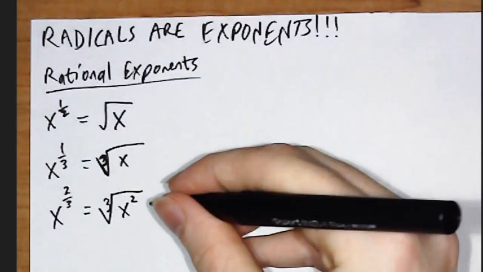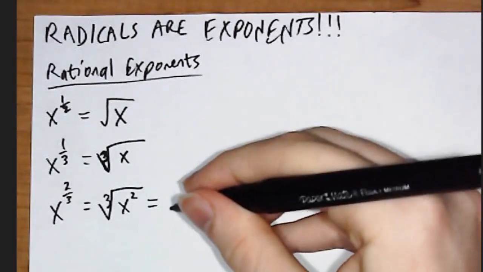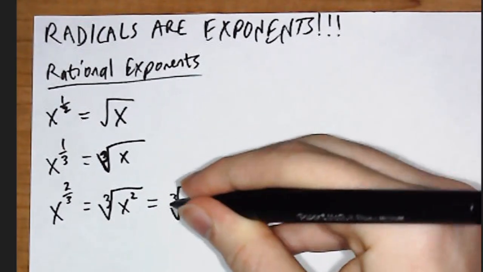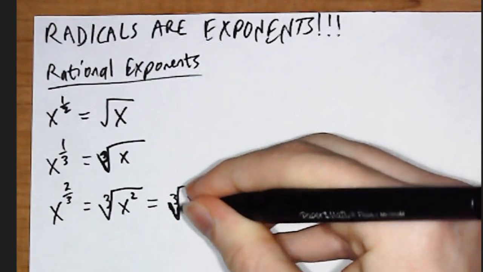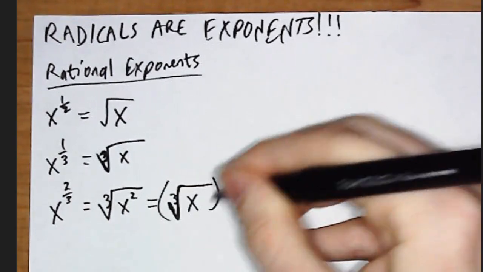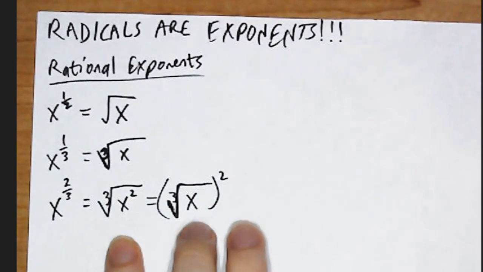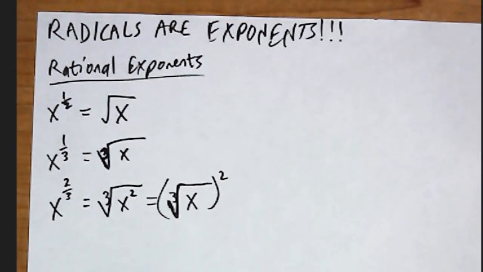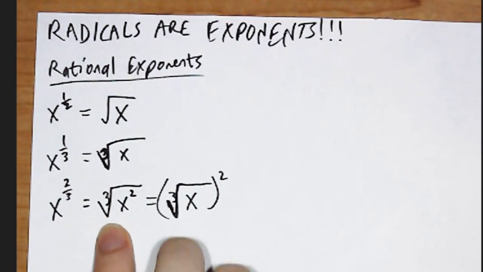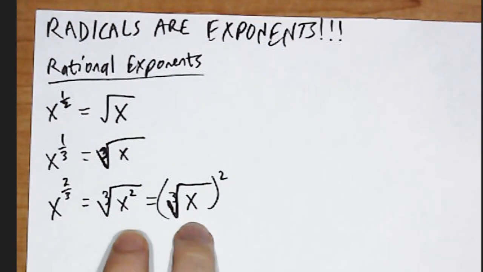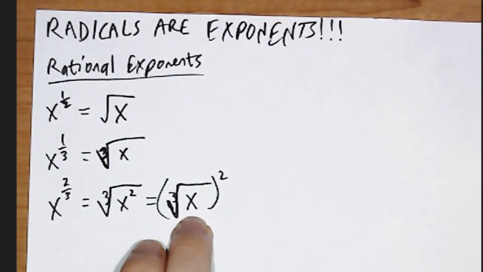All right, this can also be written another way. This can also be written as the cube root of x, all raised to the 2nd power. These are one and the same. Now, the reason why I stress that these are one and the same is because there are instances where we want to write it like this, with the exponent underneath, and there are instances where we want to write it like this, with the exponent outside.